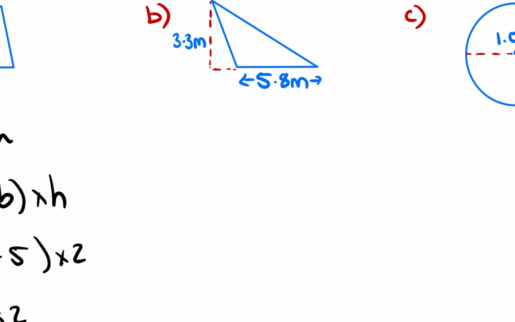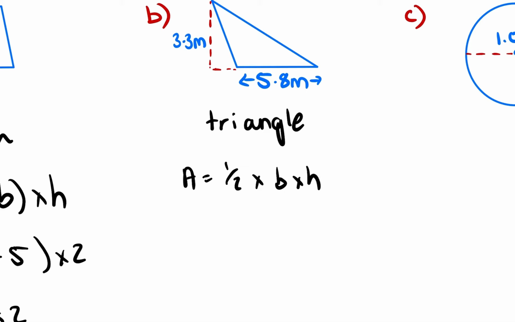Now our next one here is a triangle. Okay, so this one is half times base times height. Now, for triangles, it doesn't matter if we get the base and the height mixed up. We can have them either way, you still get the same answer. So here, my base is down the bottom of my triangle, and my height is up here. So I'm going to go half times 3.3 times 5.8.